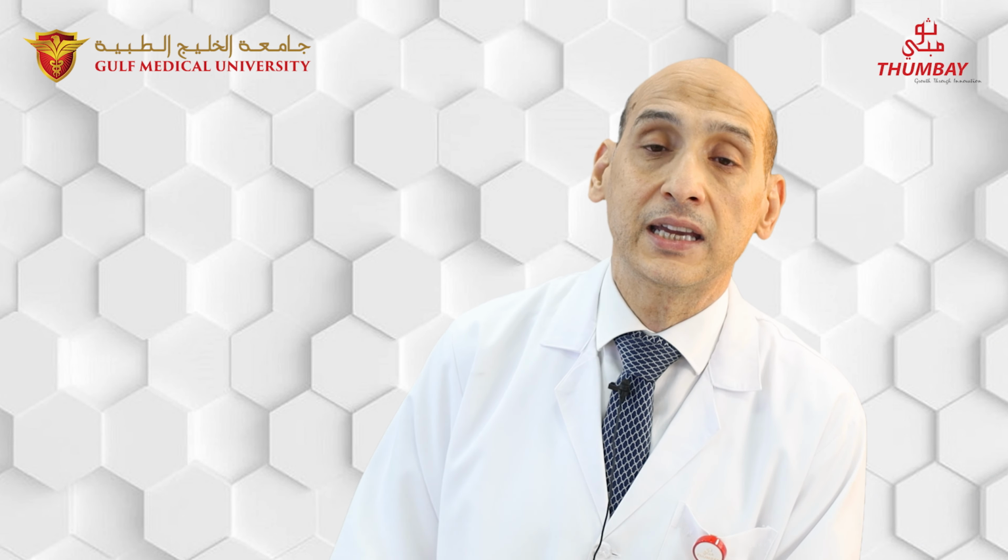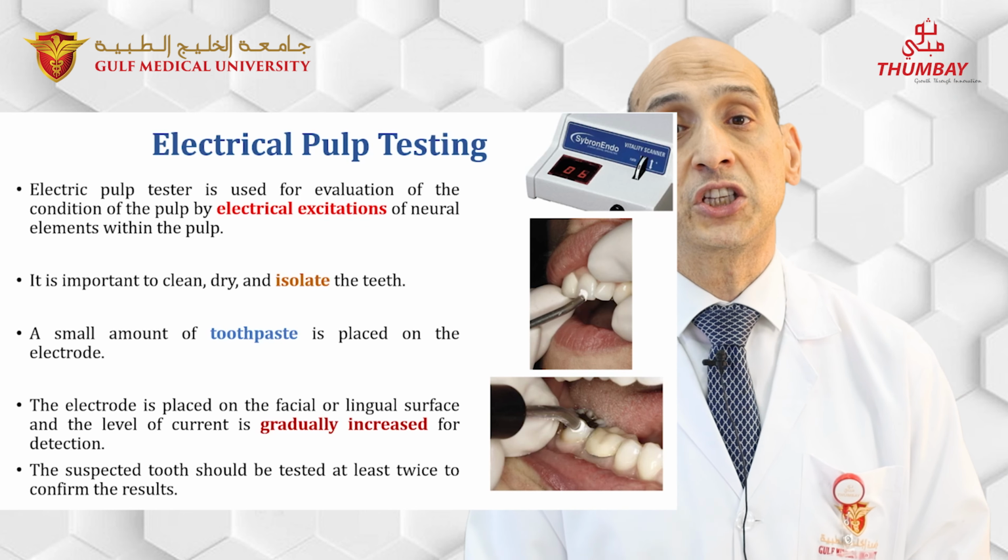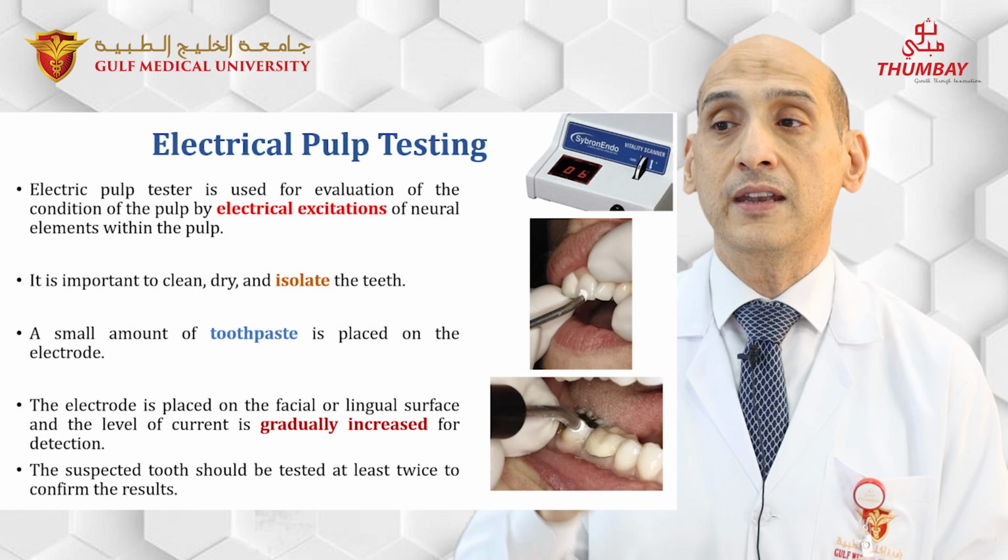Another way of detecting sensibility of the pulp is electric pulp testing, where I'm going to apply an electrical current to the tooth and wait to see if there's any response. Of course, it's a mild electrical current. I'm going to dry the tooth, apply toothpaste at the midfacial surface, and then apply the electrode on the midfacial surface, and then gradually increase the electrical current from the EPT and wait for the response from the patient, okay?